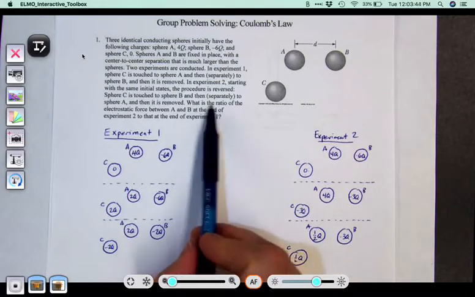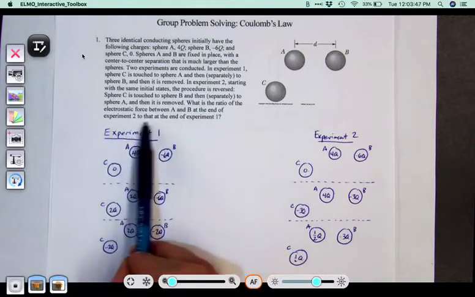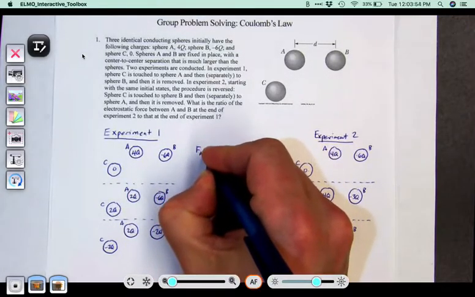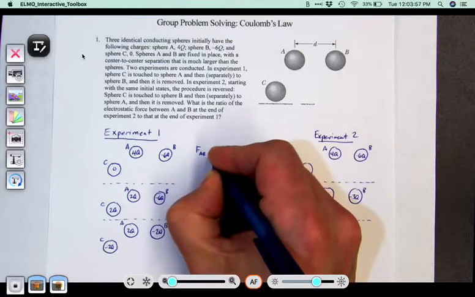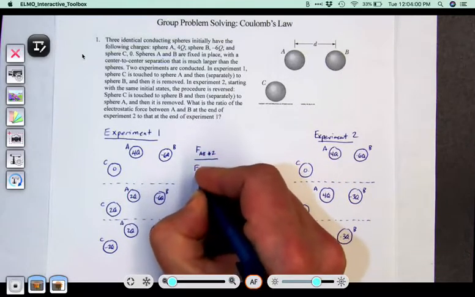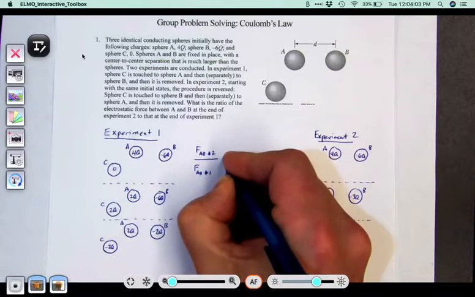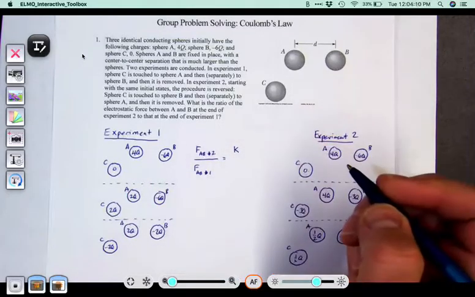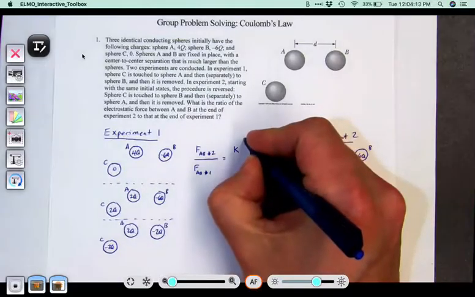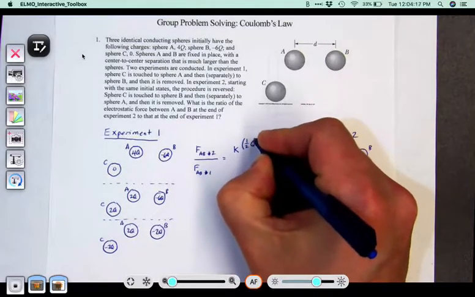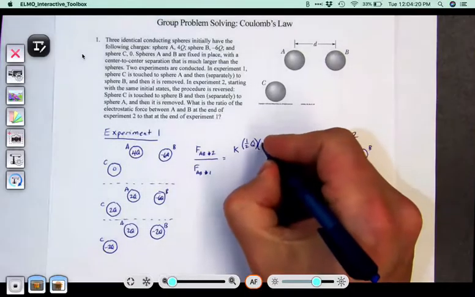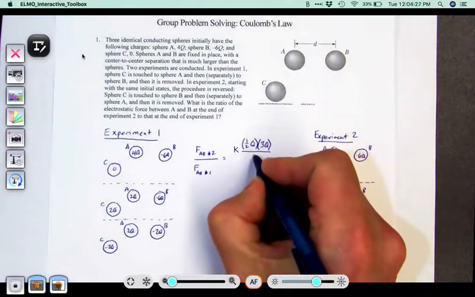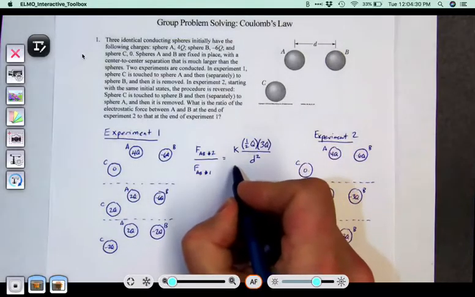So now the problem asks us, what's the ratio of the electrostatic force between A and B at the end of experiment 2 to that at the end of experiment 1? So force between A and B at the end of number 2 relative to the force between A and B at the end of number 1. Well, we would use Coulomb's law to figure out the electrostatic force in each case. So in experiment 2, I would have the Coulomb constant K. The charge on A is a half Q, and I'm just dealing with magnitudes here. B is minus 3Q. I'm just going to write that in as 3Q, again, just a magnitude. And they are a distance d apart. So that's the force in experiment number 2.